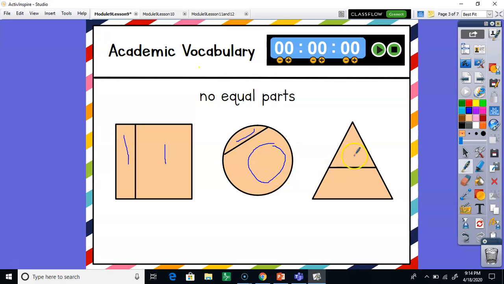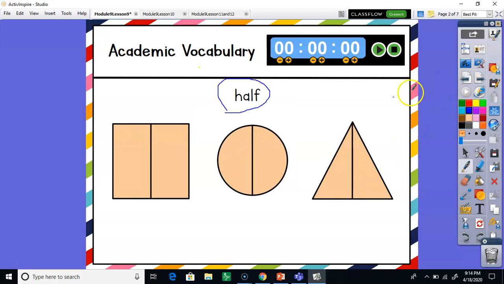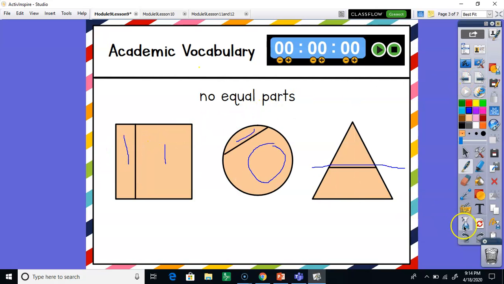This triangle is also divided into two, or separated into two, but it is not equal. They are not equal sizes. If I was to take a pair of scissors and cut this triangle right along this line, this side and this side would not be the same. So I want you to keep the difference between equal parts, where both sides or both parts are the same, and not equal parts, where the pieces are not the same, in your head as we go forward today.